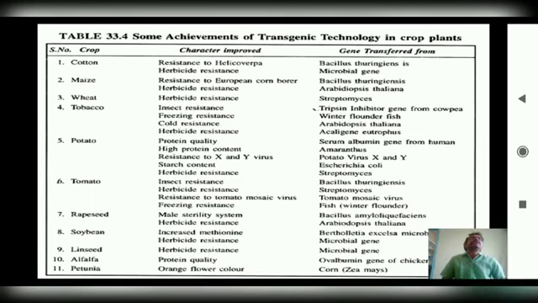Now this is another chart showing some of the achievements in the transgenic technology, particularly in cotton, maize, wheat, tobacco, potato and tomato, soybeans, rapeseeds, linseeds, alfalfa and petunia. They show some improvement over the normal plants. So these are the genes that have been transferred from various organisms.